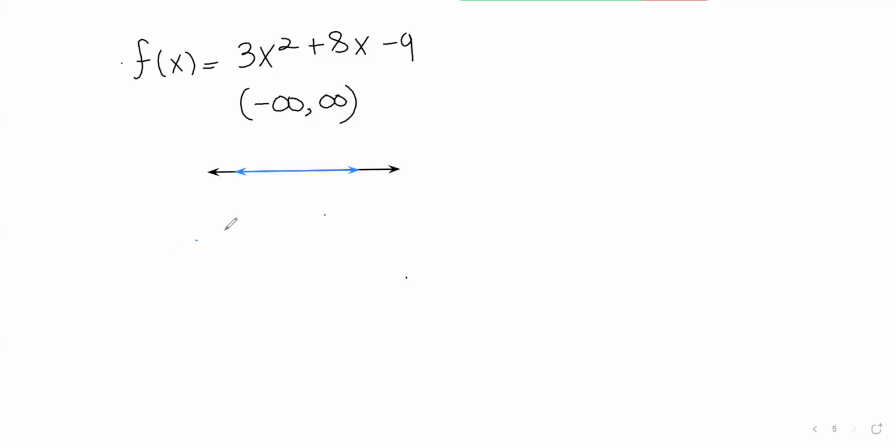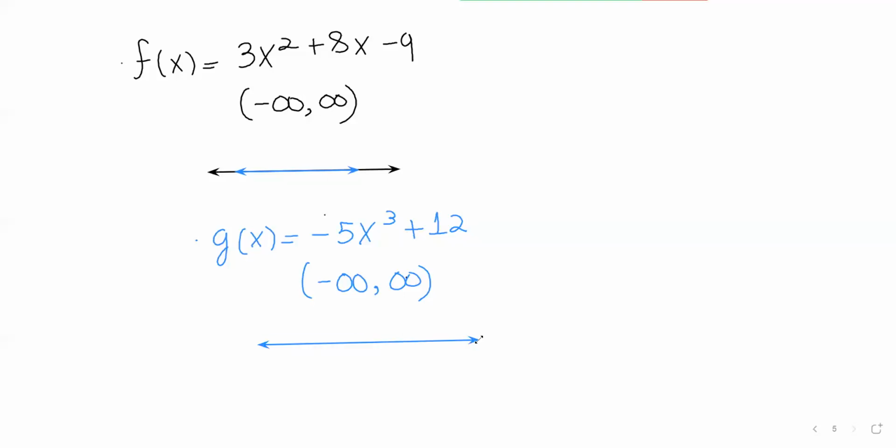Likewise, suppose you were given g of x is negative 5x cubed plus 12. Again, there's no radical of a variable, and there's no fraction of variables. So by default, I could plug in any number on the number line in place of x into this equation, and I'll always get a numerical result. My calculator will never say math error. So I would shade the entire number line. So those are kind of silly.